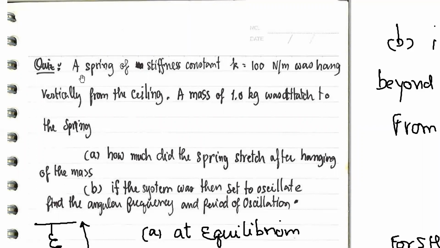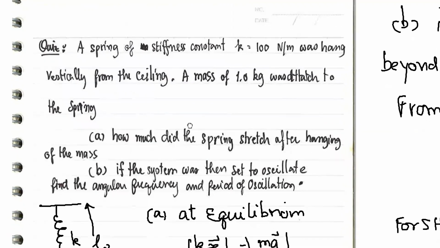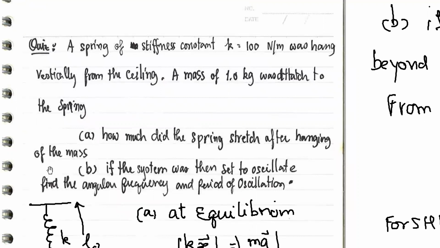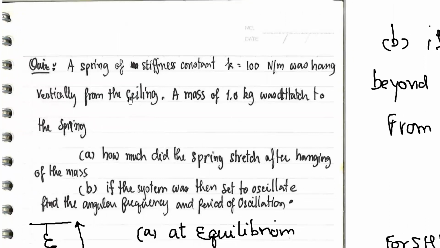The question says that a spring of stiffness constant k equal to 100 newtons per meter was hung vertically from the ceiling. A mass of 1 kilogram was attached to the spring. How much did the spring stretch after hanging the mass? And if the system was then set to oscillate, find the angular frequency and period of oscillation. So let's work this problem out for 5 minutes, and then I will give you a solution. Meanwhile, I will pause the recording for the time being.